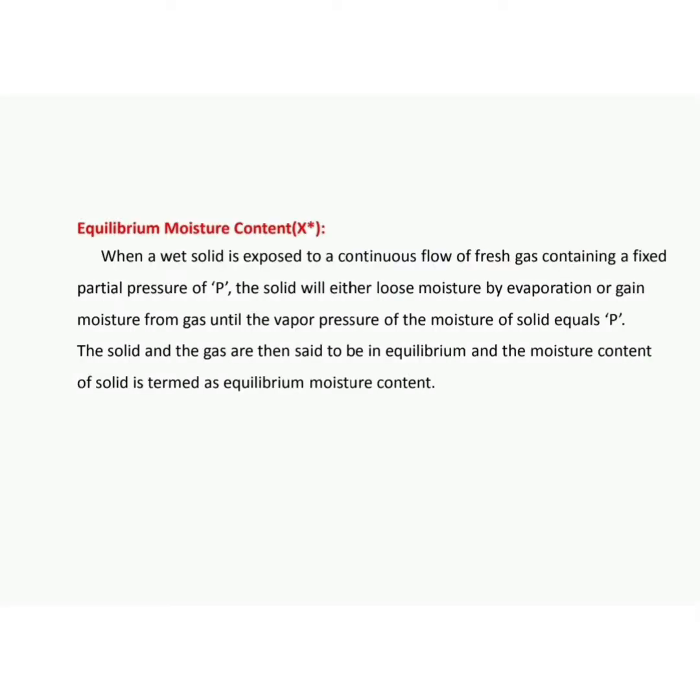Equilibrium moisture content. When a wet solid is exposed to a continuous flow of fresh gas containing a fixed partial pressure of P, the solid will either lose moisture by evaporation or gain moisture from gas until the vapor pressure of the moisture of solid equals P. The solid and the gas are then said to be in equilibrium and the moisture content of solid is termed as equilibrium moisture content.